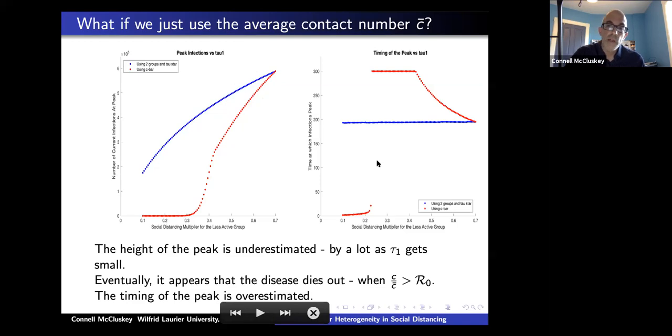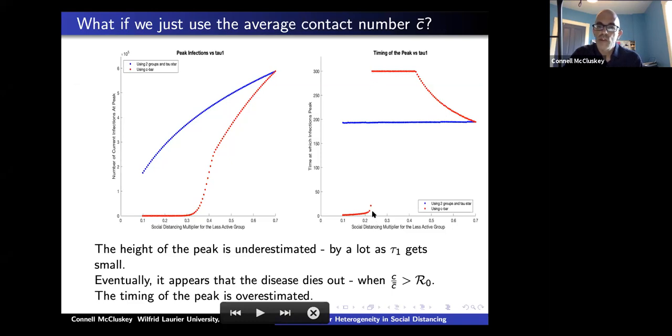When you look at the timing of the peak, over on the right-hand side, at the far right extreme, they're both equal. Everyone's in the same group. And as tau1 decreases, even though the height of the peak decreased in our left-hand panel, in the right-hand panel here, we find that the timing of the peak increases. It increases up in this nice curve here. And then I've actually no idea why it flattens out here. I don't understand that. I haven't had a chance to explore it.